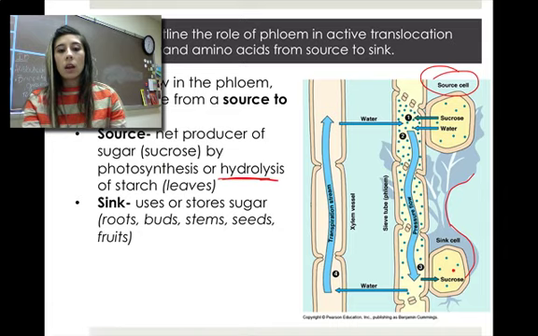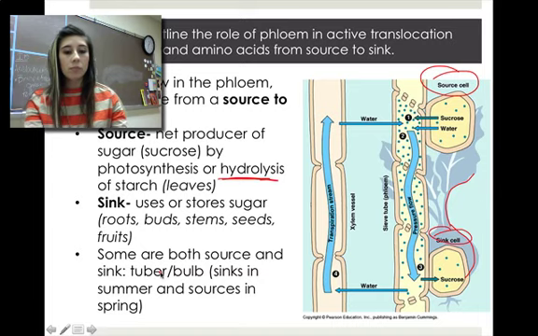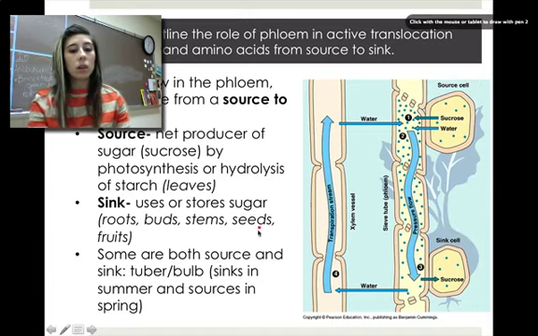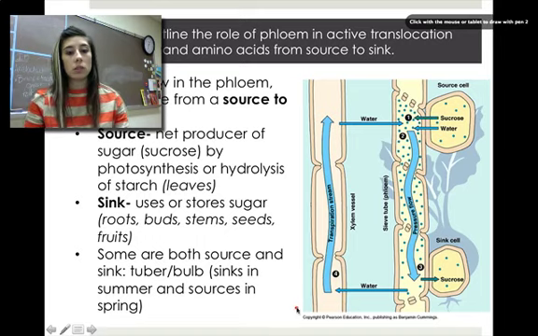And the sink is going to be used to store the sugar. Here's our example down here, and that could be within the roots, buds, stems, leaves, or fruits. Now, some of these regions are going to be both a source and a sink. For example, a tuber or a bulb may be a sink during the summer, and then during the springtime it will be a source.